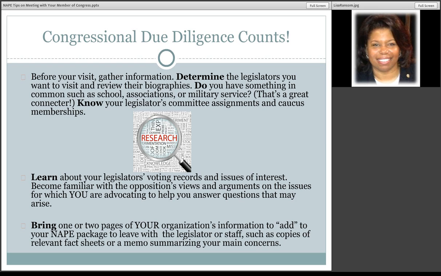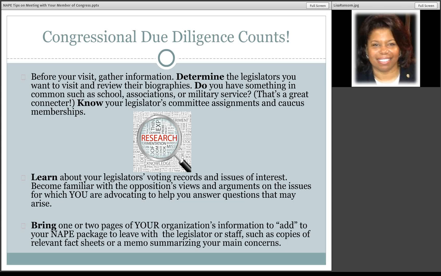Congressional due diligence counts. Before your visit, gather information. Determine the legislators you want to visit and review their biographies. Do you have something in common, such as school, associations, or military service? That's a great connector. Know your legislators, committee assignments, and caucus memberships. Learn about your legislator's voting record and issues of interest.